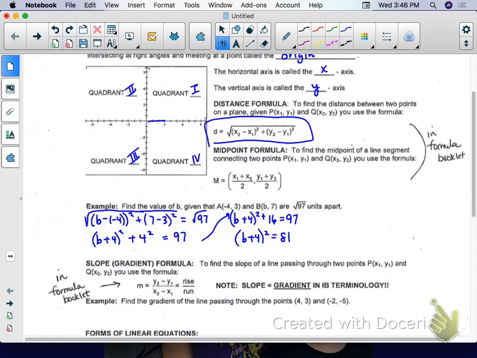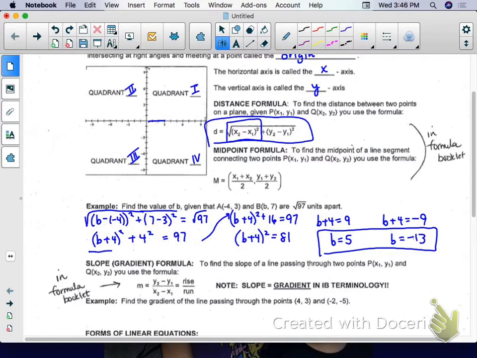I can take the square root of both sides. If I do that, I end up with b plus 4 is equal to 9, and also b plus 4 is equal to -9. And then I solve, and I'm going to end up with 2 answers. b is equal to 5, and b is equal to -13. Now, that might seem kind of weird to have 2 answers, but think about when I put this b value in here, and I told you how it didn't really matter which order you subtract things in, I need this number right here to be a certain value. So in this case, I need this number right here to be an 81.